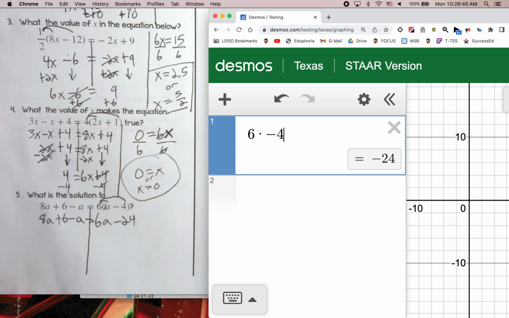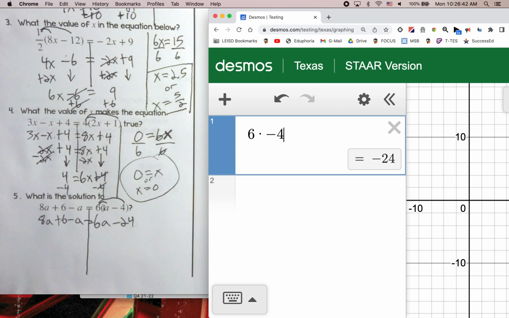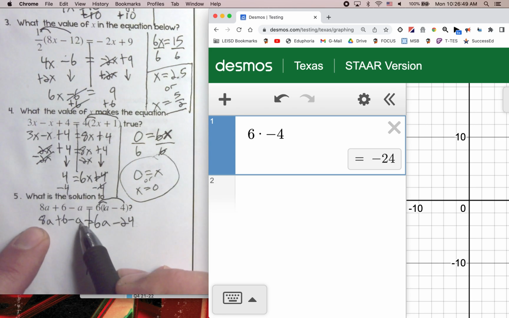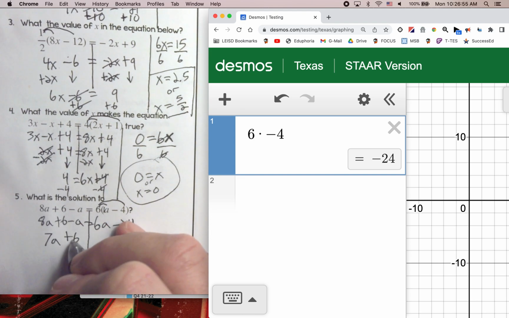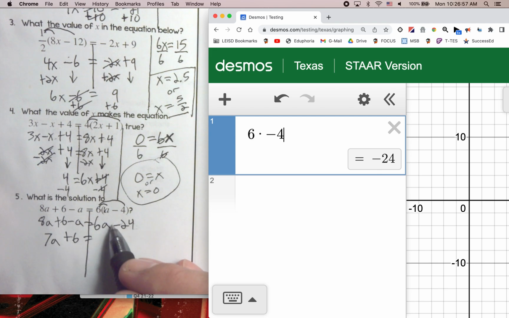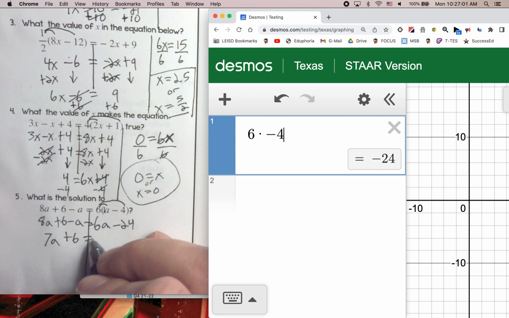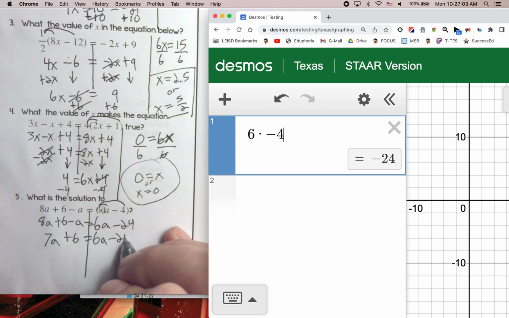Then I'm going to see, can I combine like terms? Well, on the left, I have 8a plus 6 minus a. I can combine my a's. So if I have 8 here, take away 1 is going to give me 7 of these a's, plus 6. Now, 6a minus 24, these are not like terms because this one has a variable a and this one doesn't. So I'm just going to bring it down. 6a minus 24.